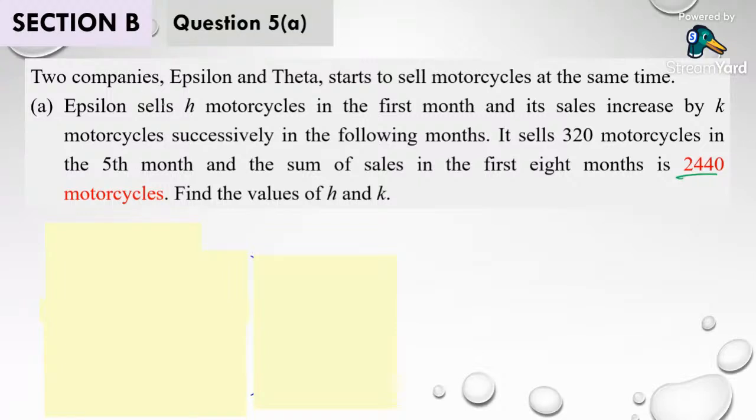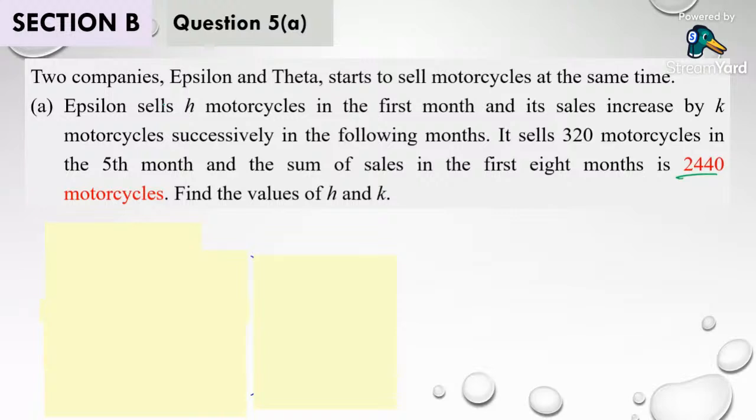So two companies, Epsilon and Theta, start to sell motorcycles at the same time. Question A starts with Epsilon. Epsilon sells H motorcycles in the first month, and its sales increase by K motorcycles successively in the following months. So every month it increases by K motorcycles. You will show that it sells 320 motorcycles in the 5th month, and the sum of the sales for the first 8 months is 2,440 motorcycles. Find H and K.